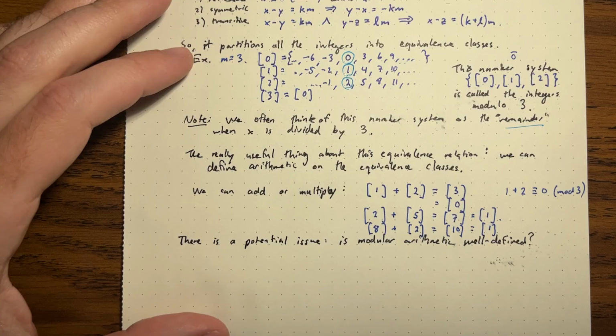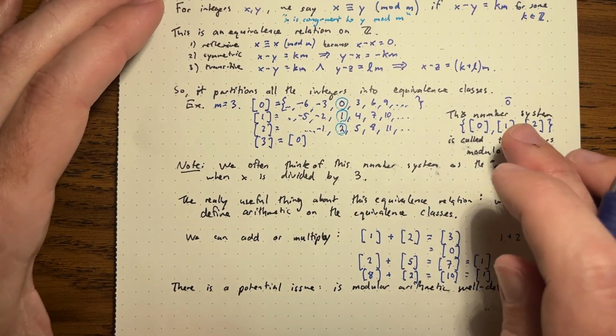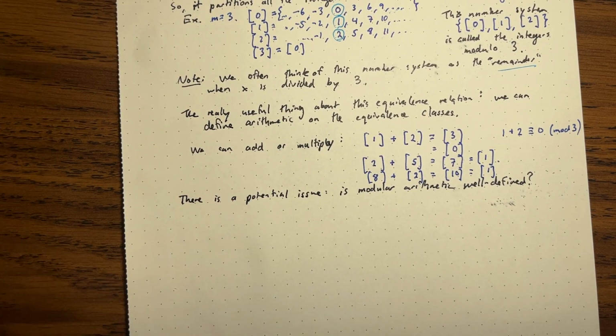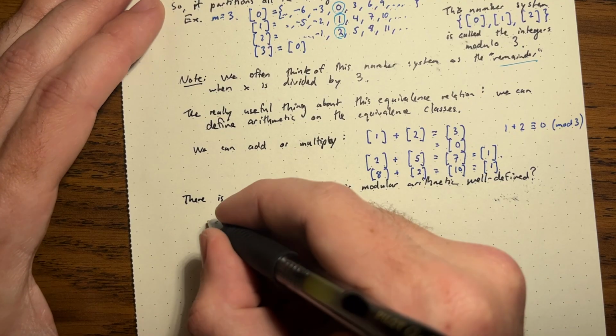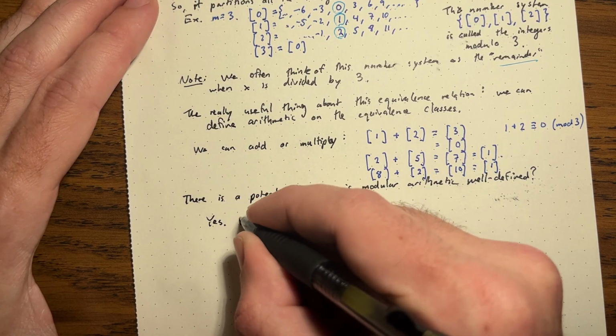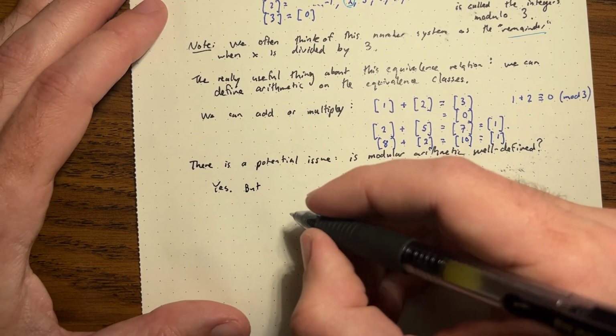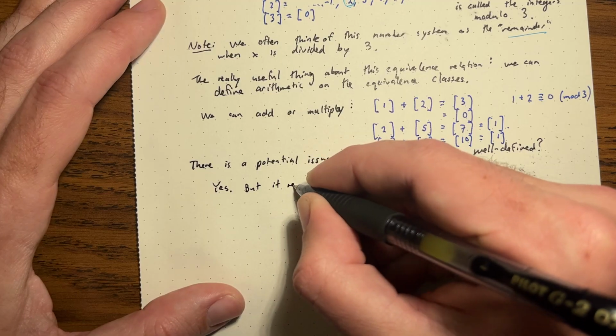Because if it doesn't, then you cannot define arithmetic on the equivalence classes. So the answer is yes, it does work out, but it requires a proof. So let's do that proof.